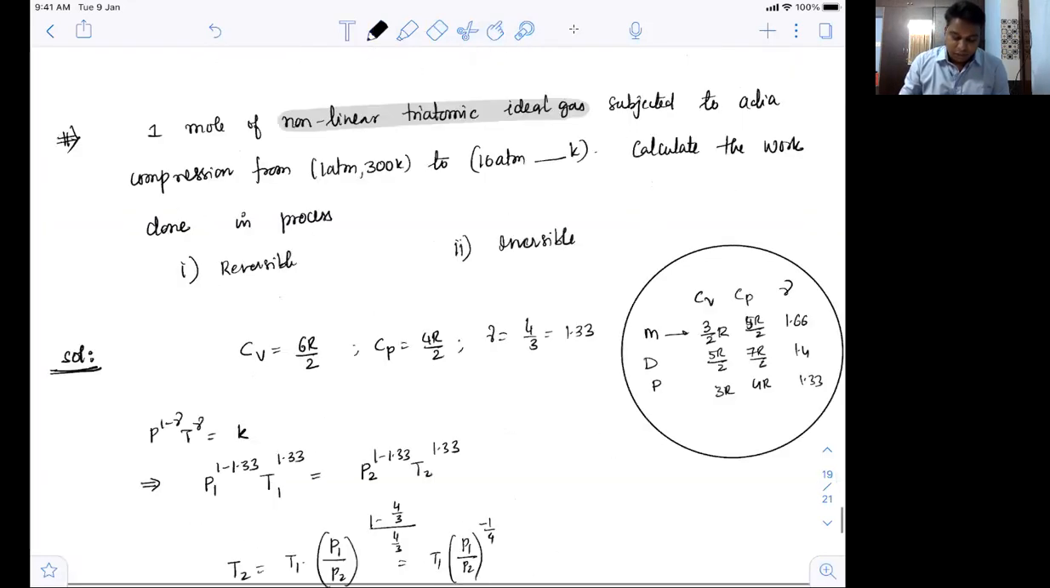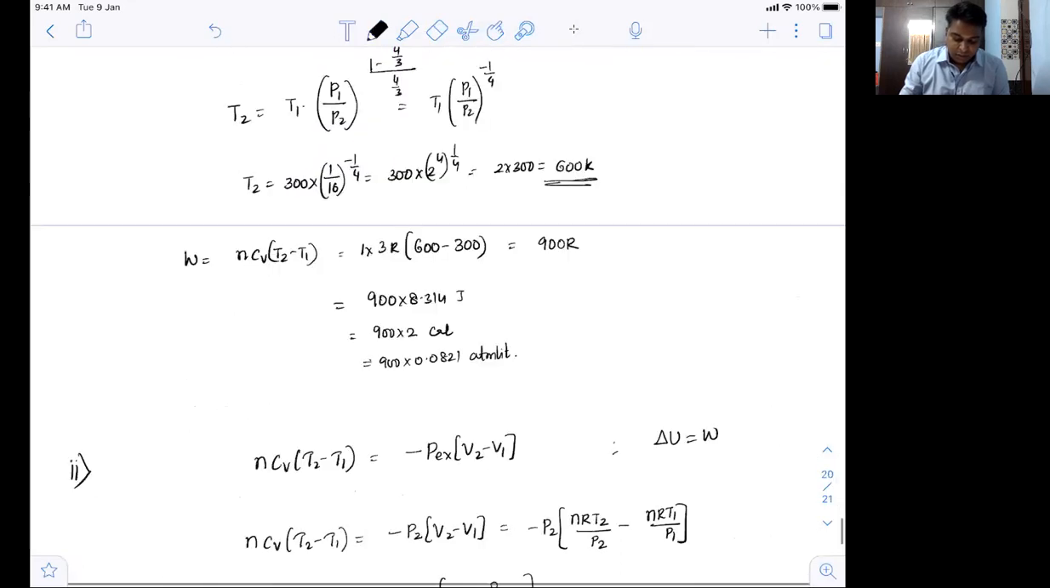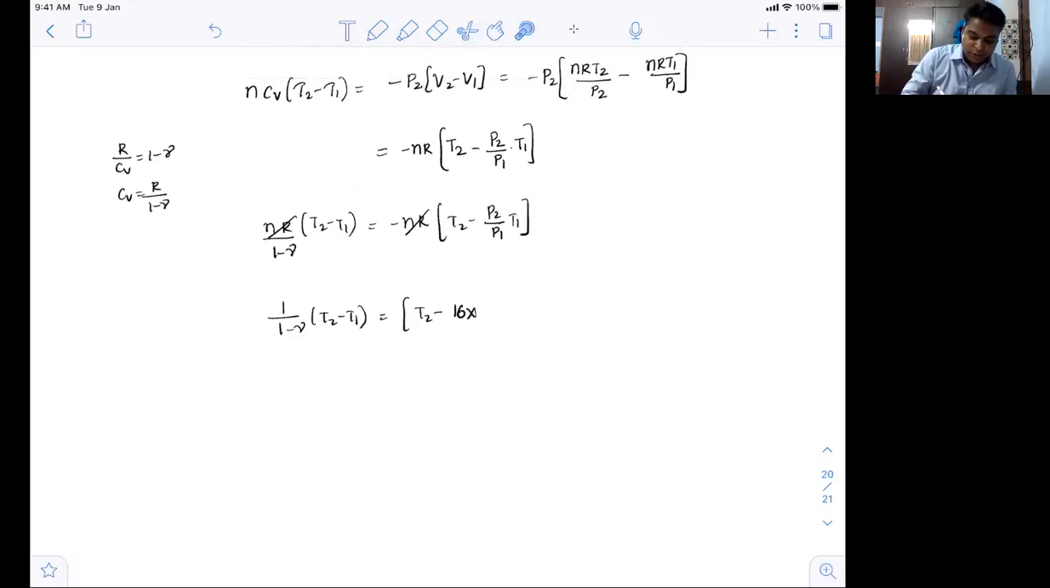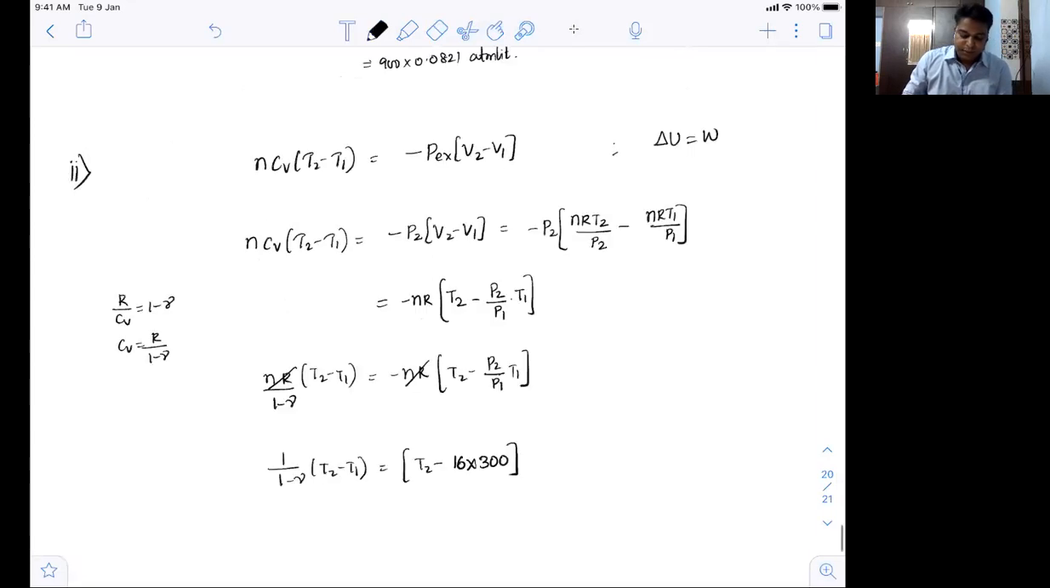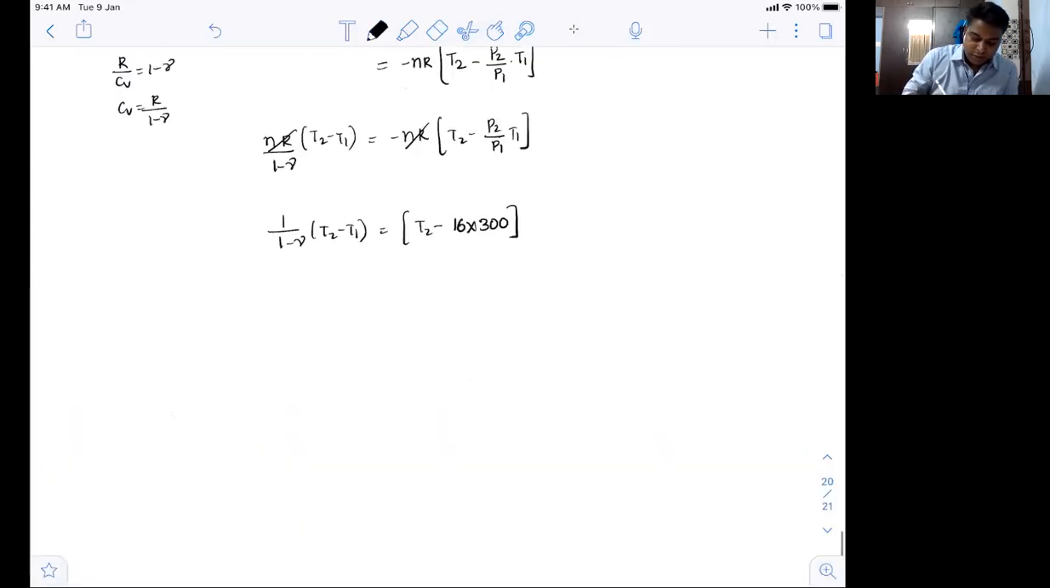P2 by P1 I know already, and T1 is also something I know. P2 by P1 is 16 by 1. So this is 16 times T1. T1 is something which I already know, that is 300. 16 times 300. And what about this gamma value here now? Let's check how much 1 minus gamma will be. We know gamma value is 1.33.